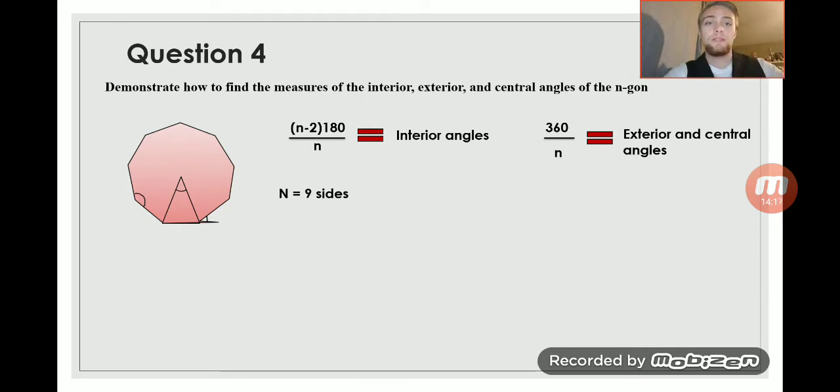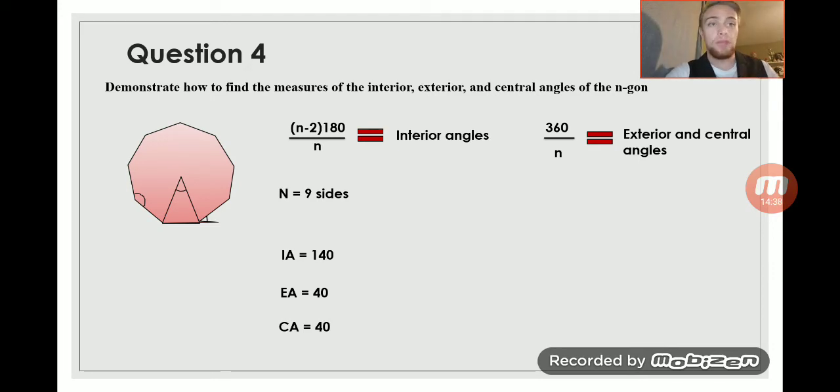So in this case, we are going to see that n is equal to 9 because there are 9 sides around this shape. Even though we said an n-gon, in this case we can actually determine the number of sides for the sake of finding our answer. And you should be able to use these formulas to figure out the process.